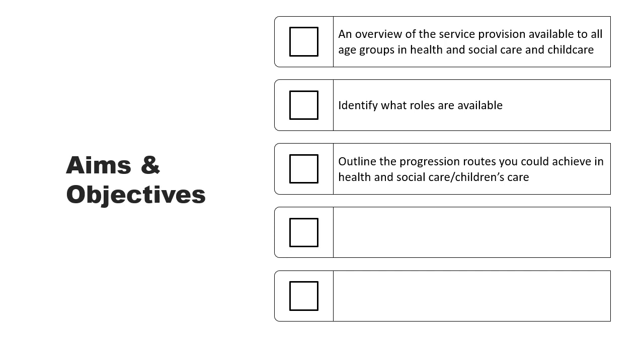So your aims and objectives of the session for today are to have an overview of the service provision that's available to all age groups in health and social care and childcare. You're then going to be able to identify what roles are available, and then you're going to have a look at the progression routes that you could achieve if you were to work in health and social care or in children's care. So for that part, you've got a bit of a research task. For the first part, we're going to help you out with that bit.